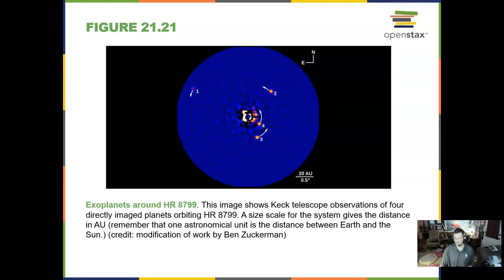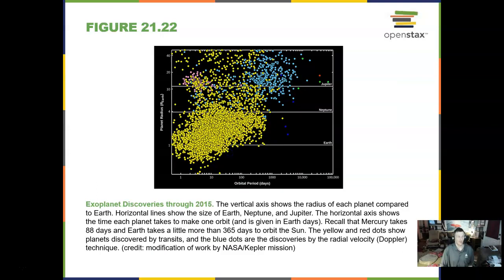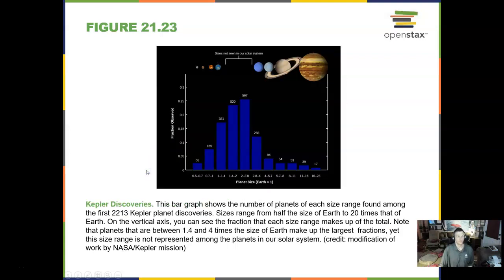We can see exoplanets around stars. These are soon to be planets forming. And here are all the exoplanets discovered through 2015. So it's a lot. What you should get out of this is it's a lot. And they do form a grouping here. And Kepler has discovered many planets. And that's really what is up there for it.